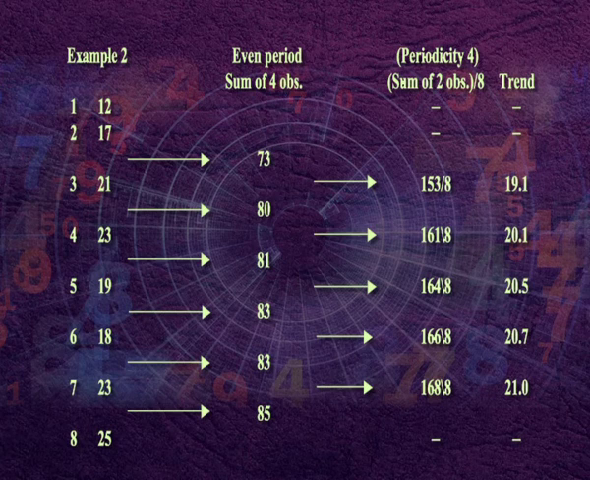Then we find sum of 2 observations, which is 73 plus 80 and divide it by 8, which is 153 by 8, and that gives answer 19.1, which is our trend value, and so on. Similarly, we can find the trend for all the observations.